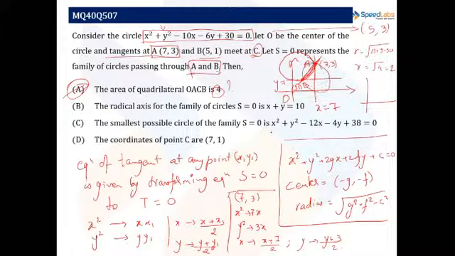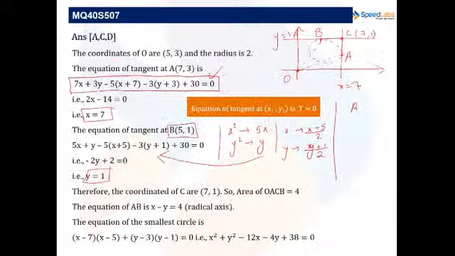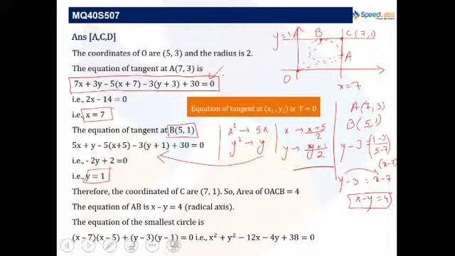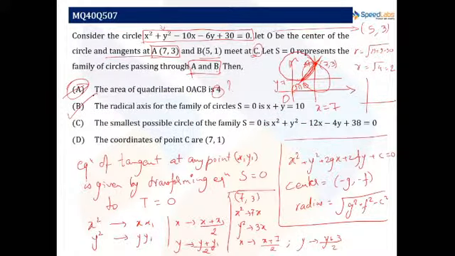So on solving, A we have (7, 3), B we have (5, 1). The equation of a straight line passing through these two points is y minus y1 equals (y2 minus y1) upon (x2 minus x1) into (x minus x1). So y minus 3 will equal x minus 7. So it will be x minus y equals 4. So this is our correct answer. Now next, oh sorry, this is not the correct answer. Let's go to the next.